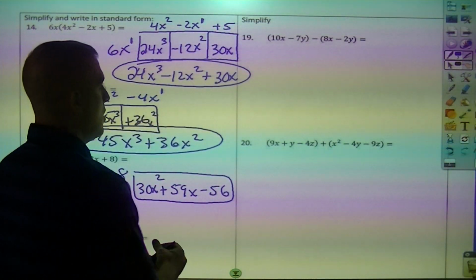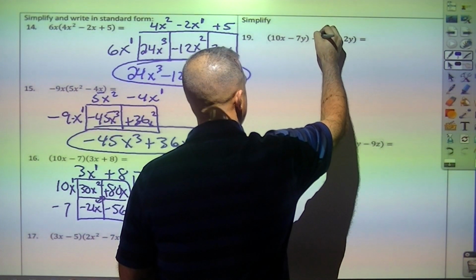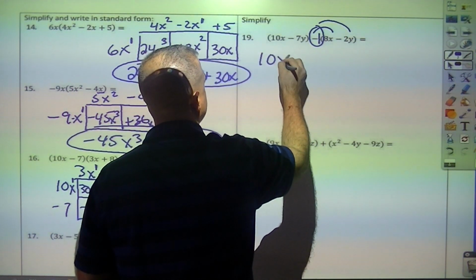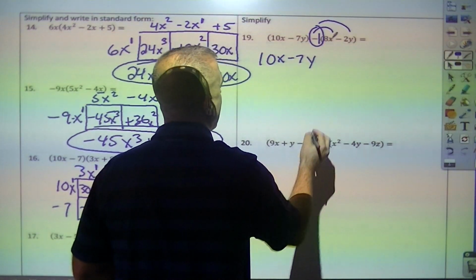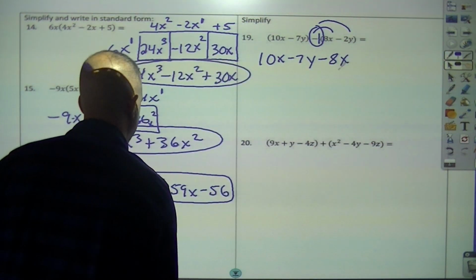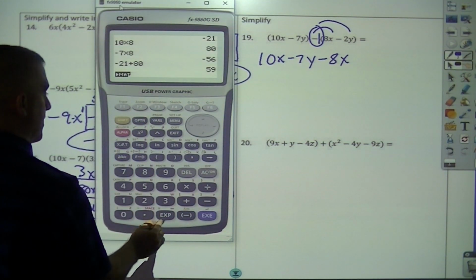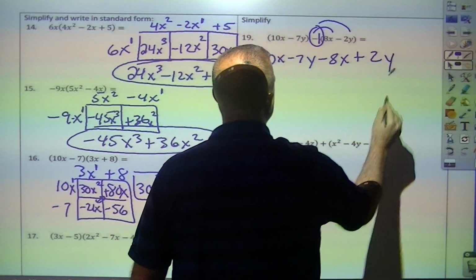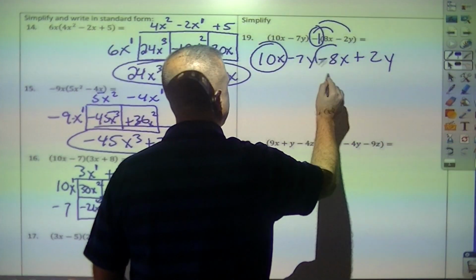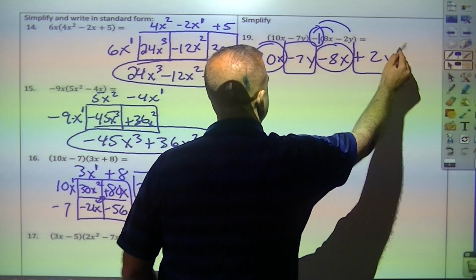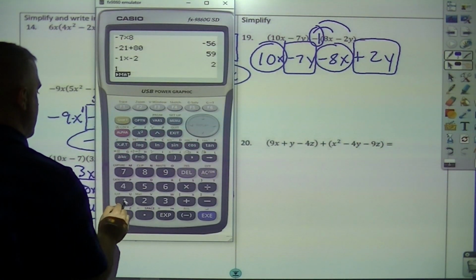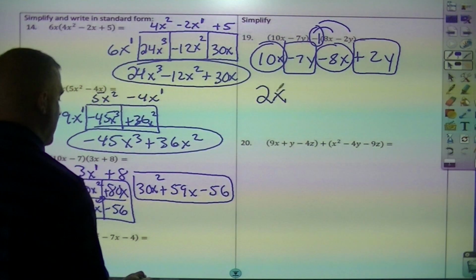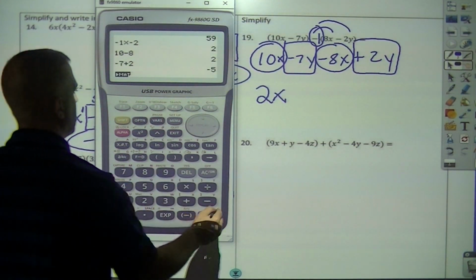This is simplified. Now, what we want to do with this, I want to put a negative 1 here, and I want to distribute that. So I got 10x minus 7y. Negative 1 times 8 is negative 8x, and then negative 1 times negative 2, I just put a 2y here. Now when I look at this, this will combine with this. So what I'm going to do is 10 minus 8, which is 2x. Then I will do negative 7 plus 2 is negative 5y.